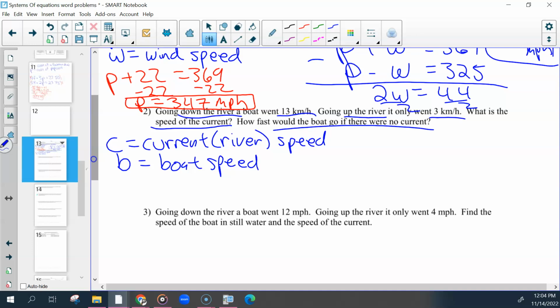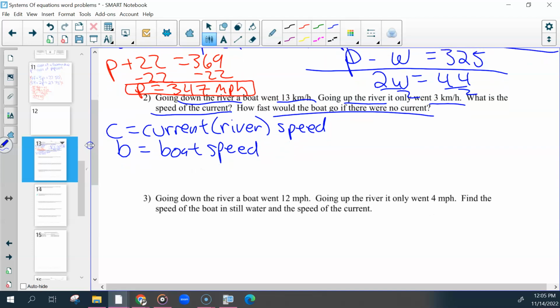How would we set up these two equations? Very similar to the last ones we did. What would the equation for going down the river be? Okay. We're adding C plus B equals 13, because the river is helping it, it's pushing it along. What about the other one?